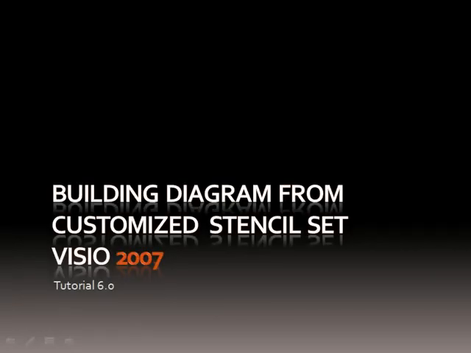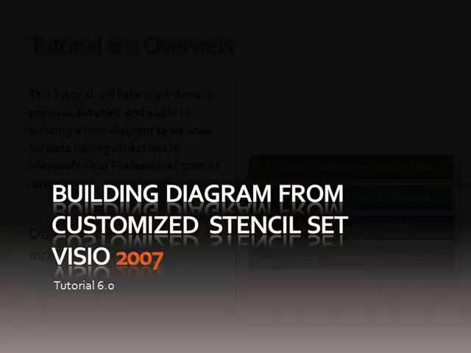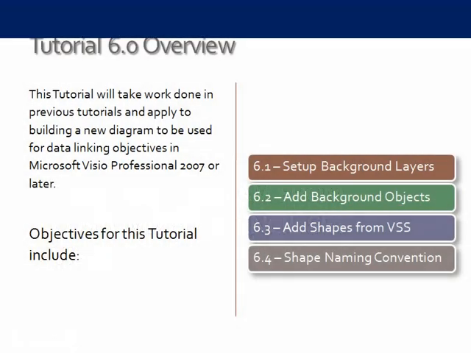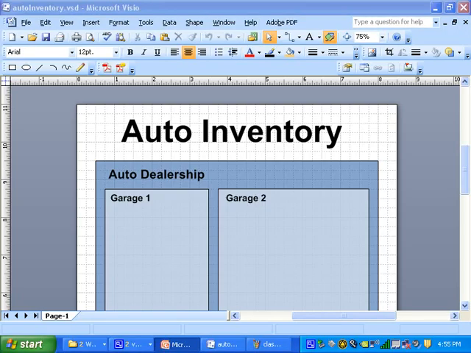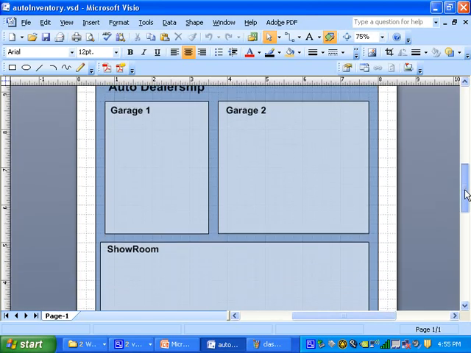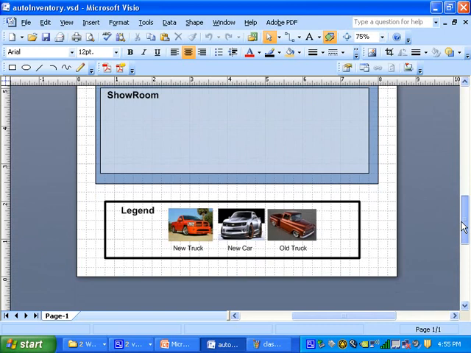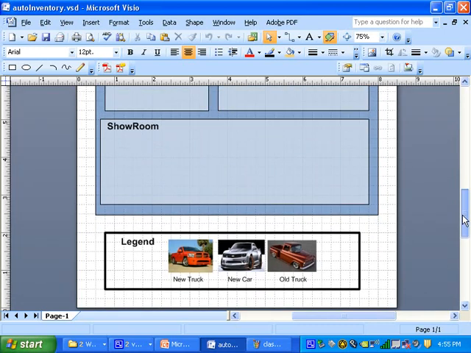Okay, welcome back to tutorial 6.0, and we're getting into 6.3 now. So if we go back into Visio, I had a little homework after our previous tutorial. Remember, I just added three objects for our accompanying layers, and I expanded a little bit with each. So you see we have the legend area where we have pictures of the cars and the trucks I added.